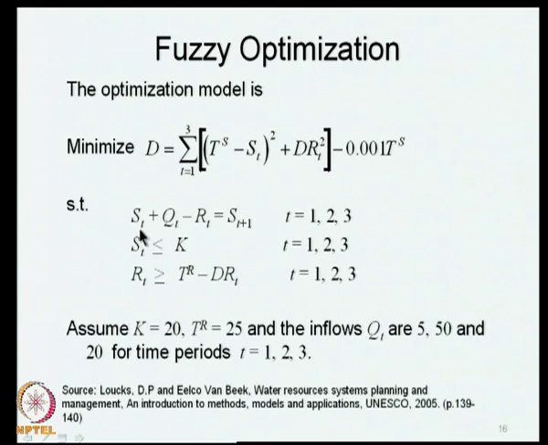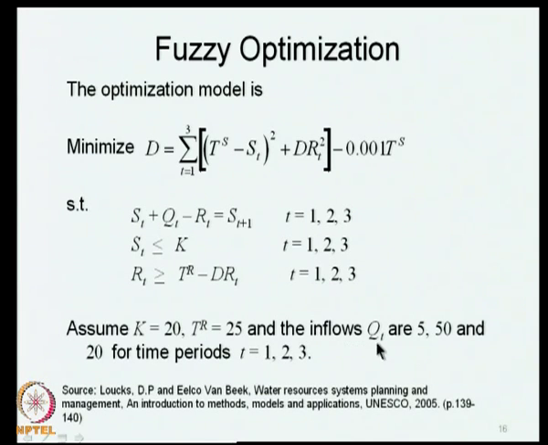This is subject to the storage continuity equation, St plus Qt minus Rt is equal to St plus 1. This is the continuity that we have been talking about all through. The capacity is known, the storage should be less than or equal to the capacity, and the dRt here is defined such that Rt is greater than or equal to Tr minus dRt. Tr is specified. In this particular example, we put it as 25, and dRt is a decision variable which is governed by Rt. So, when you solve this, what is it that we should get? We should get, because k is specified, we should get St, we should get Ts, which is the storage target, and we should get dRt. These are all the decision variables, and there are 3 time periods.